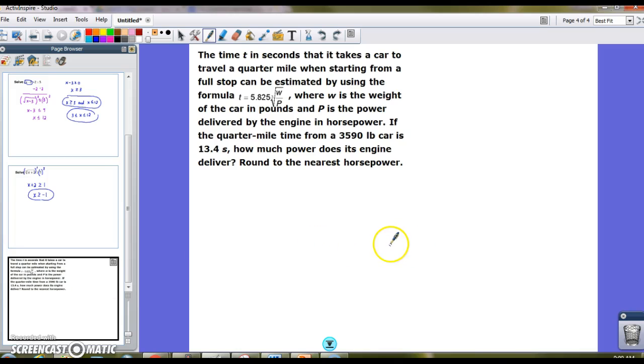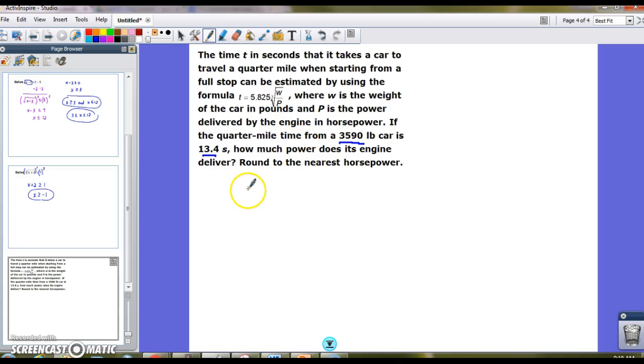All right, and then let's talk about an application problem. It says the time t in seconds that it takes a car to travel a quarter of a mile when starting from a full stop can be estimated by using that formula where W is the weight of the car in pounds and P is the power. Quarter mile time from a 3,590 pound car is 13.4 seconds. How much power does its engine deliver?